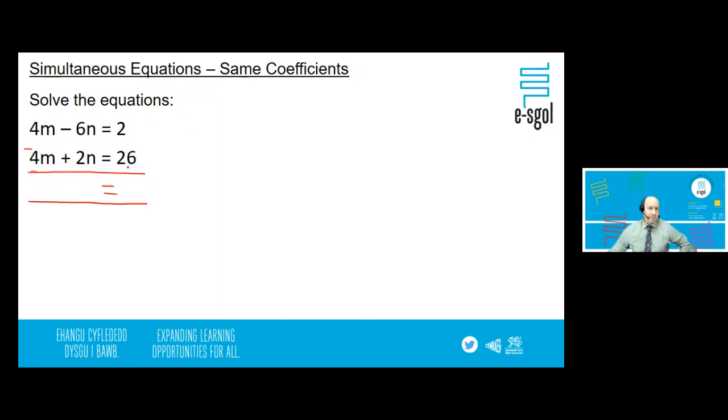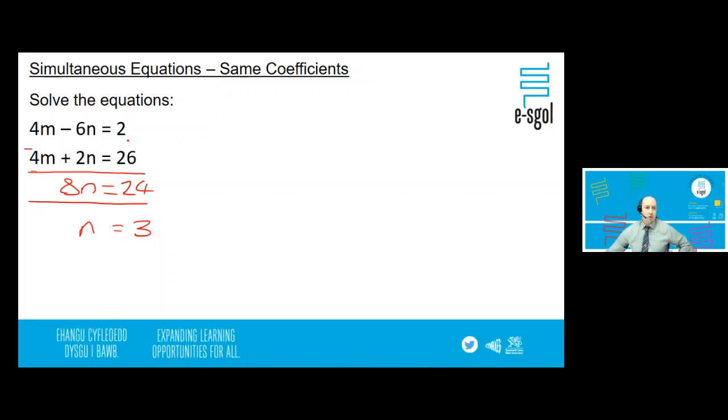Now, as it happens, this bigger number 26 is on the bottom. So there's no reason why I can't just take away in reverse, if you like. So I'm going to take the top away from the bottom. So 26 take away 2 is 24. And then 2n minus 6n. You've got to be careful here. You subtract the negative, so that actually becomes 8n. And I divide both sides by 8. The value of n is 3.